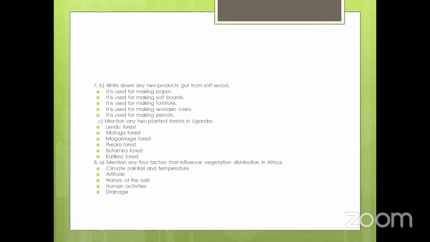One of them is climate, but with the climate, we basically look at 2 factors, that is rainfall and temperature. Then we have altitude. On the other hand, we talk about the nature of soils. We cannot base on fertile soils only, but when you're explaining, you talk about areas with fertile soils and areas with infertile soils. Then you talk about the nature of vegetation there, the human activities, and lastly, the drainage system. Those are the factors that affect the vegetation of an area.